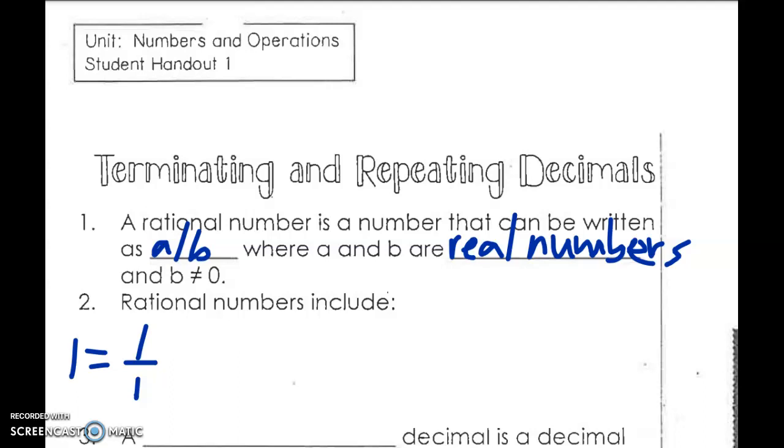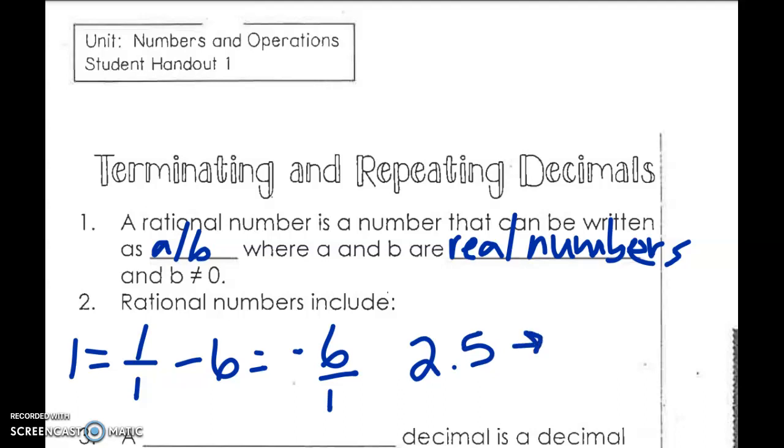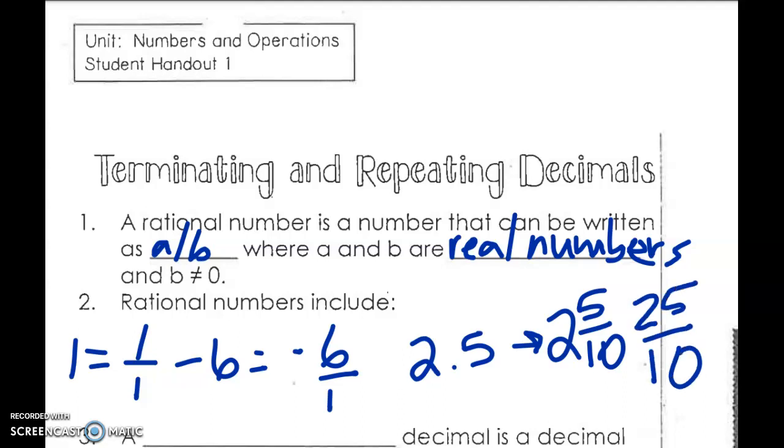If you look at another example, let's just say -6, that can be written as a fraction, -6 over 1. Now, if you have a number like 2.5, that can be written as a fraction. First, if you converted it to a mixed number, that would be 2 5/10. And then if you converted that to an improper fraction, you'd get 25 over 10. So a rational number is just any number that can be written as a fraction.